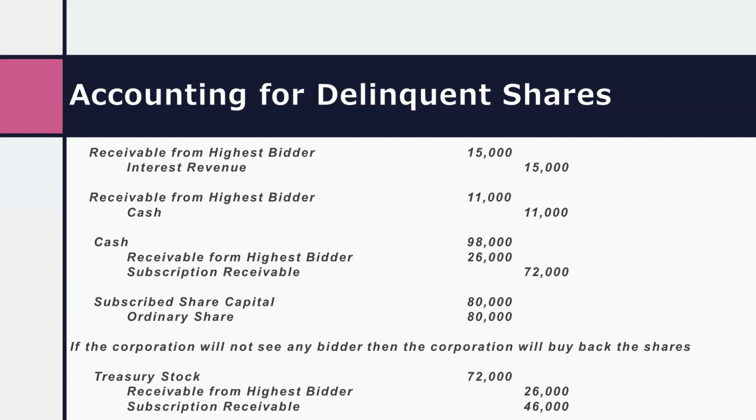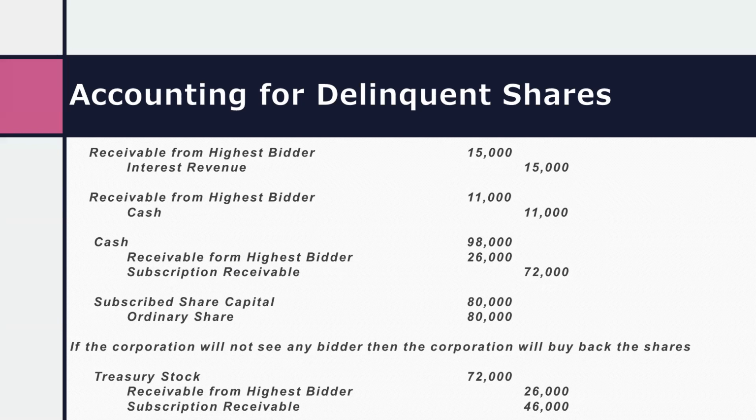Now, when the highest bidder pays, when Juan pays, you debit cash, of course, 98,000. Receivable from highest bidder, this should be credited. Please indent it, it lacks one tab. So, indent the 26,000 here. Then credit subscriptions receivable, 72,000. Okay? So, that will be your entry.